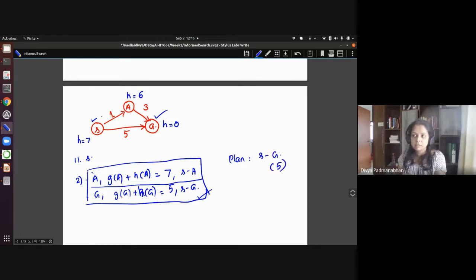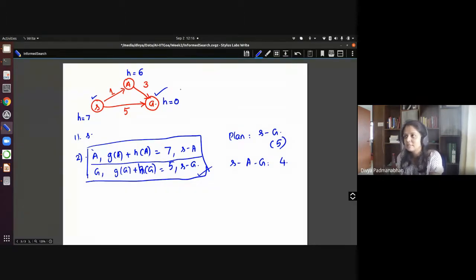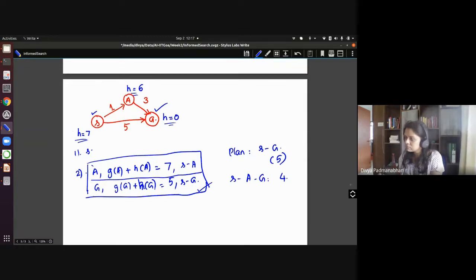But here there is another path, SAG. The overall cost is actually 4, right? It's a smaller path. So here A star didn't give you the optimal. But what is going on? Why did this happen? The issue, as you would have guessed, is because of this heuristic. There's something wrong with these values that's causing this issue. For the goal state, it's okay, h is 0, so that makes sense.